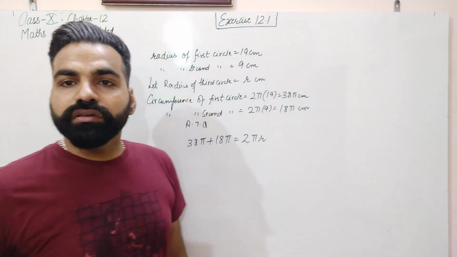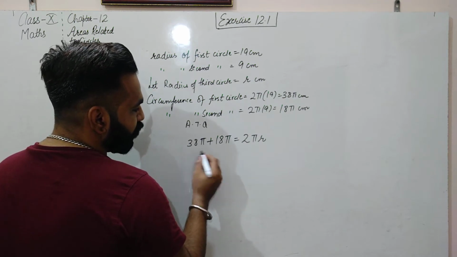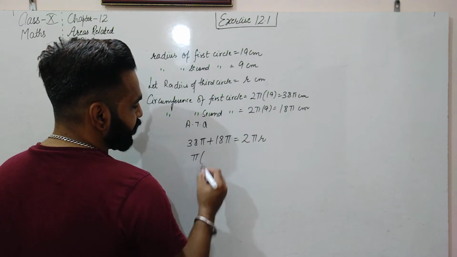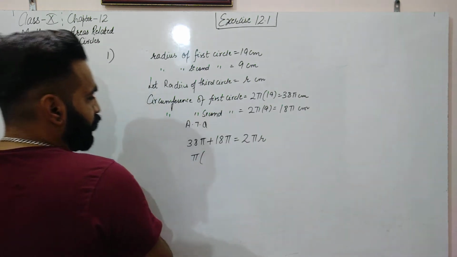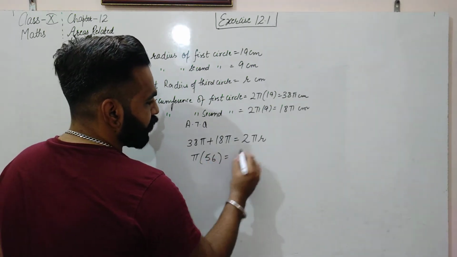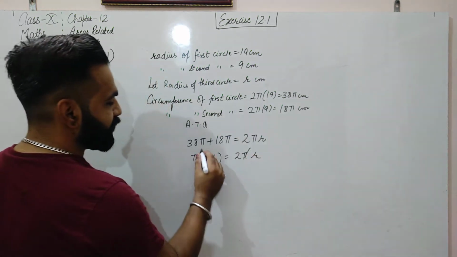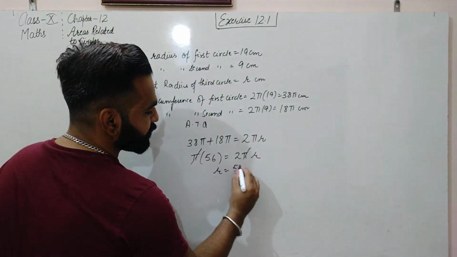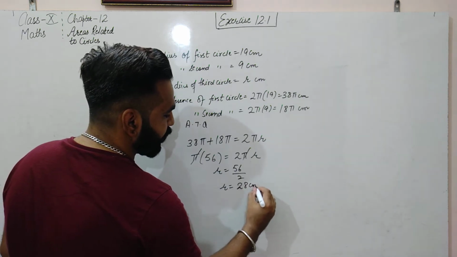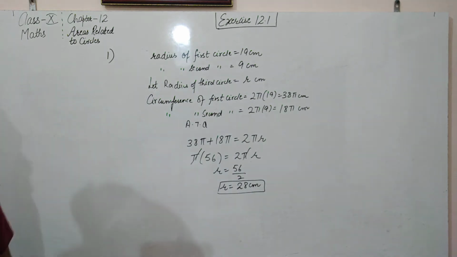From here we can solve for the value of r. We can take pi common here. So this will be 38 plus 18, which equals 56, and this will be 2 pi r. So this pi will cancel out. r will be 56 by 2. So r will be equal to 28 centimeter. So this is the first question.